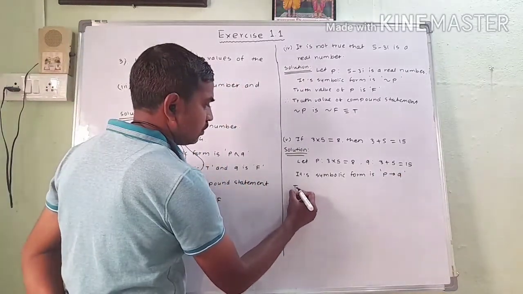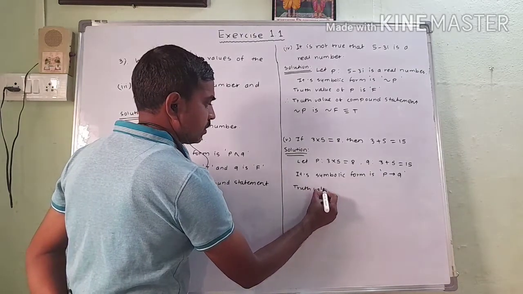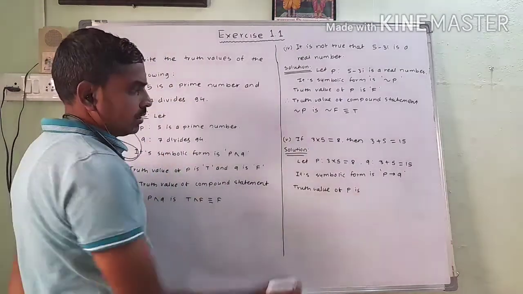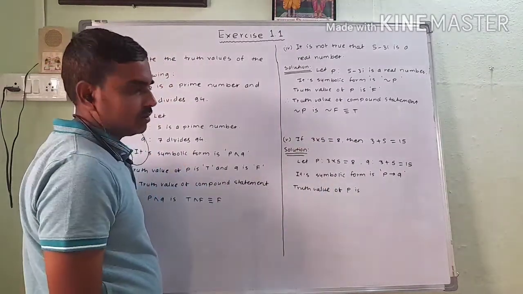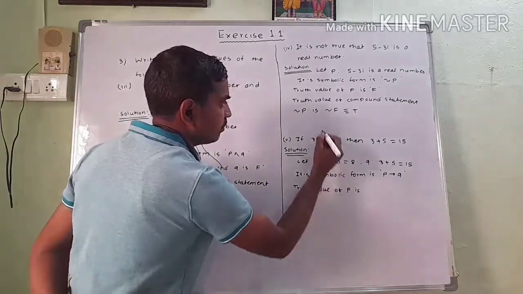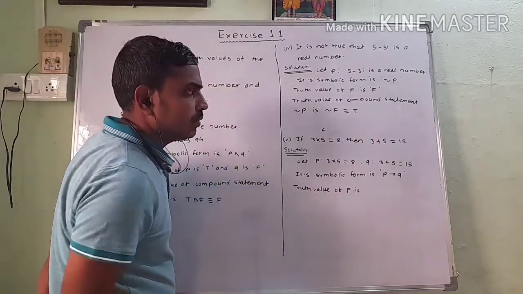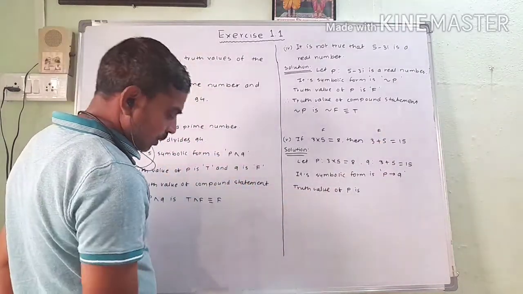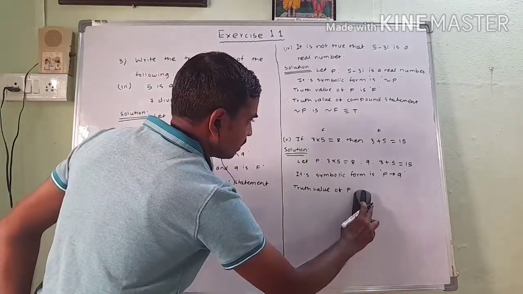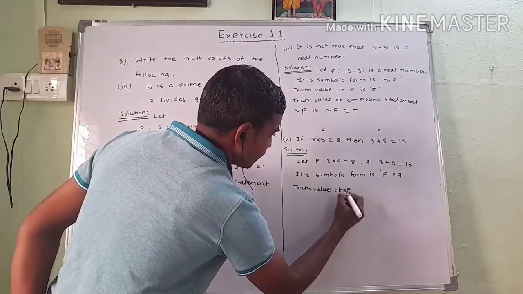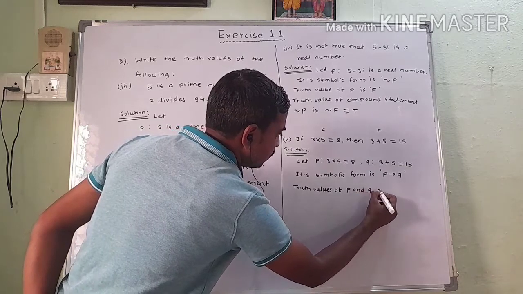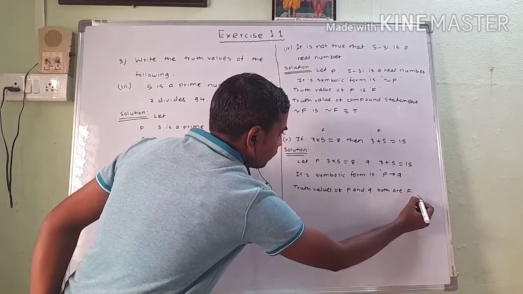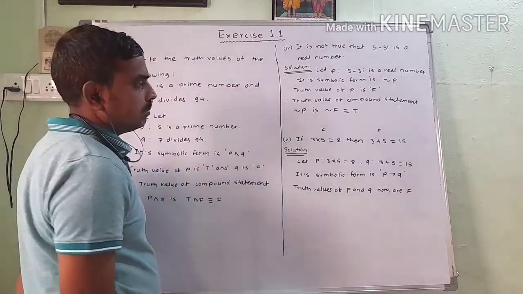Now we'll write the truth value. What is the truth value of P? 3 into 5 is not 8, therefore the truth value of P is F. And what is the truth value of 3 plus 5 equal to 15? It is also F, because 3 plus 5 is not equal to 15. Therefore the truth values of P and Q both are capital F.